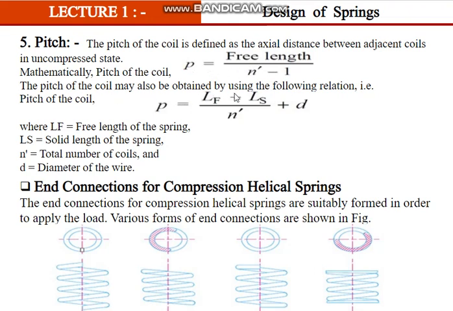Okay, the pitch of the coil may also be obtained by using the following relation, that is the pitch of the coil P is, अब देखो ऐसा भी बता सकते हैं, कैसे? The free length LF minus solid length LS upon N dash, प्लस डी, ये ऐसा भी बता सकते हैं.